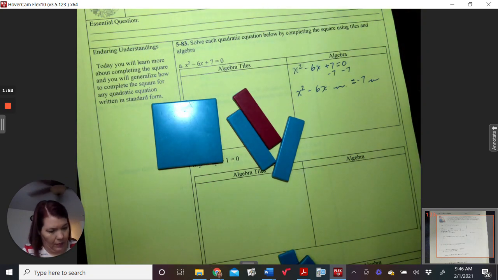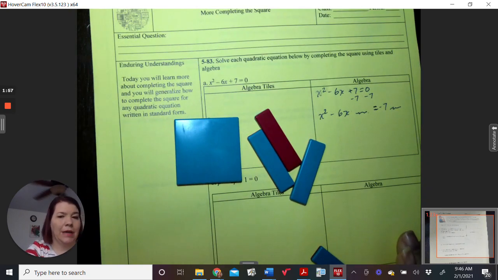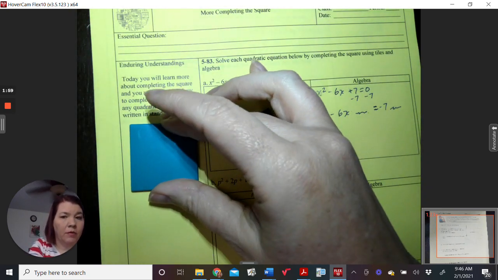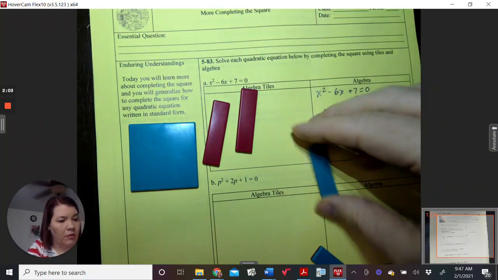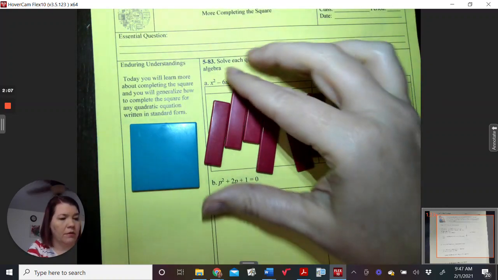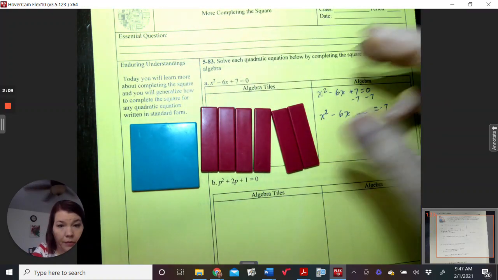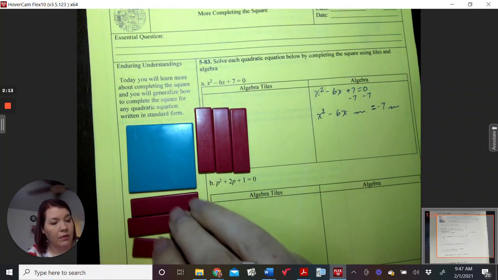Okay, so here's the deal. When I'm building the tile, I'm trying to make a square. So I've got x squared, and I've got 6 negative x tiles, so I'm going to flip these all over to negative. I've got these 6 negatives. Now I need to make a square, so I'm going to split this in half and put them like so.